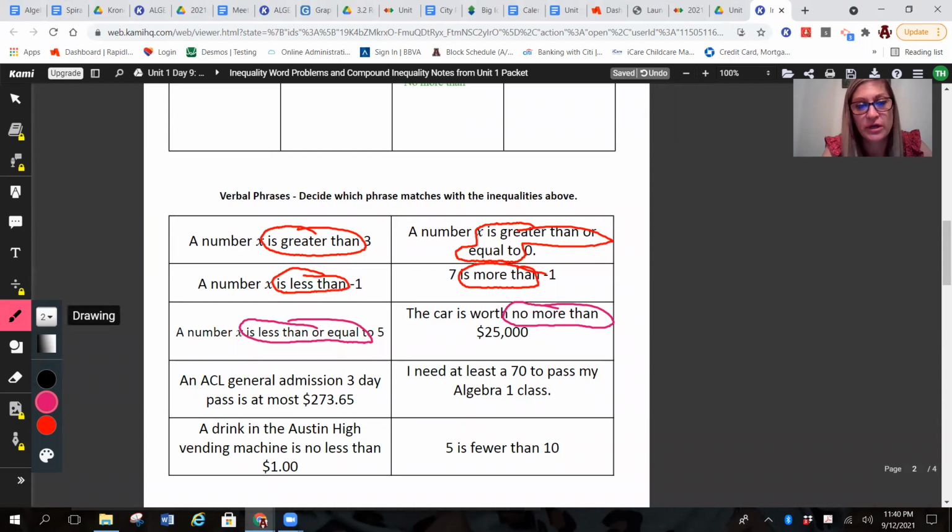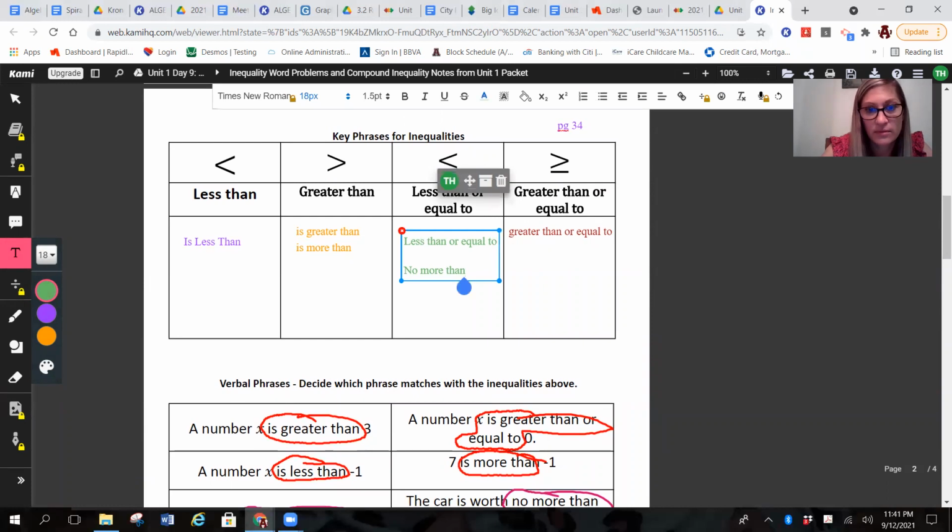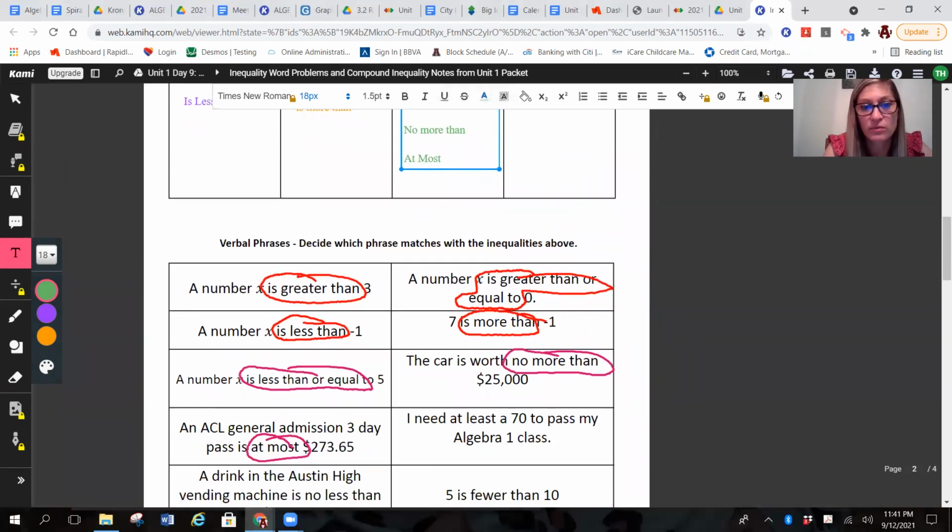An ACL general admission 3-day pass is at most $273.65. At most means it can't be more than $273.65. It could be equal to $273.65, but nothing more than that. So that would mean it could be less or equal. So at most would be less than or equal to.